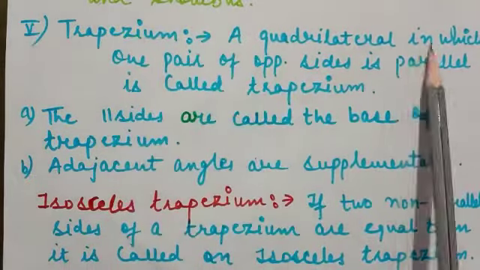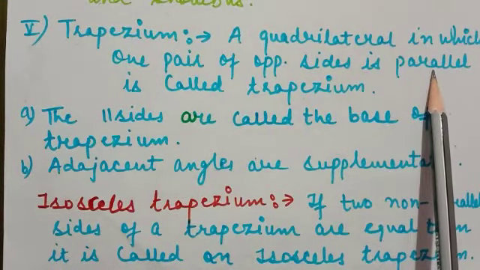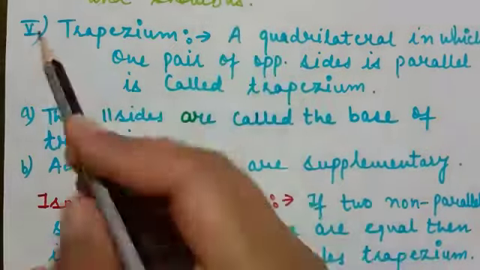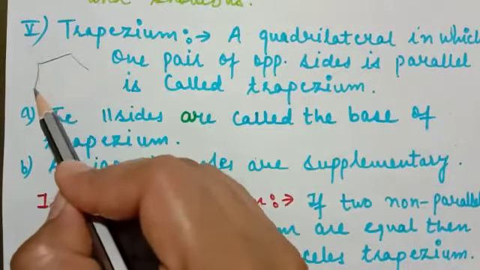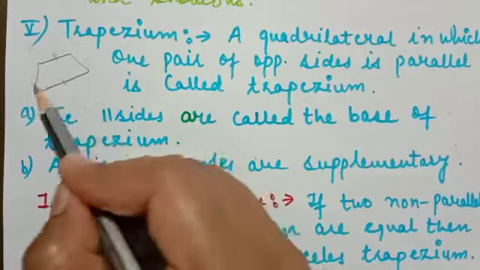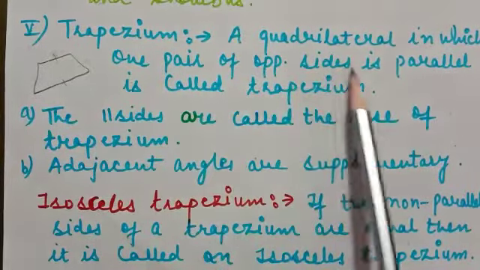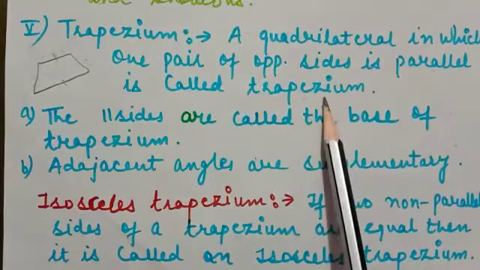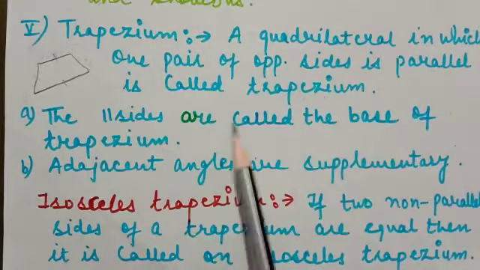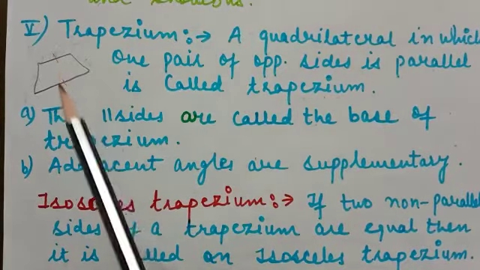Trapezium is a quadrilateral in which one pair of opposite side is parallel. Are parallel, not the two. Trapezium is like this. When we have a trapezium, it means one pair of opposite side is parallel and the another pair is not parallel to each other. So a quadrilateral in which one pair of opposite side is parallel, we call a trapezium. The parallel sides of trapezium are the base of the trapezium. We call them the base of the trapezium.